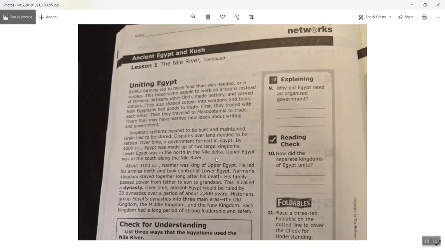Whoa. Historians group Egypt's dynasties into three main areas: the Old Kingdom, the Middle Kingdom, and the New Kingdom. Each kingdom had a long period of strong leadership and safety. Number 9 says, why did Egypt need an organized government? Number 10 says, how did the separate kingdoms of Egypt unite?